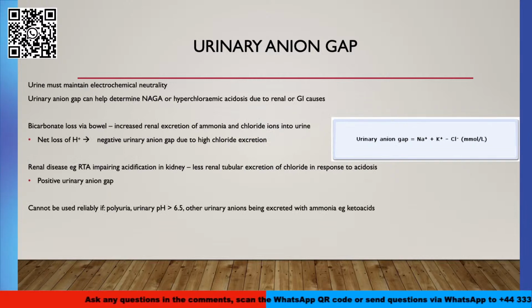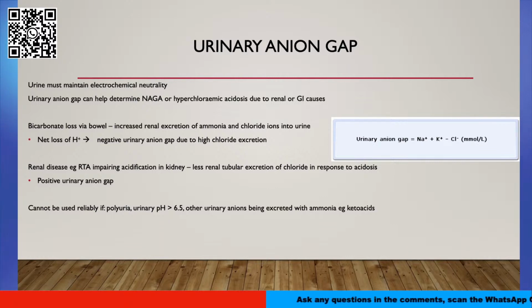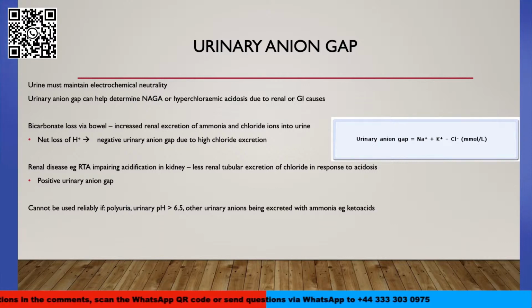Calculating the urinary anion gap can also be helpful. Urine should also maintain electrochemical neutrality, and if you calculate the urinary anion gap, you can help determine whether you have a normal anion gap acidosis or a hyperchloremic acidosis due to renal or GI causes. If you have bicarbonate loss via the bowel, you should get increased renal excretion of ammonia and chloride into the urine. That means that you get a net loss of hydrogen ions, leading to a negative urinary anion gap due to high chloride excretion.